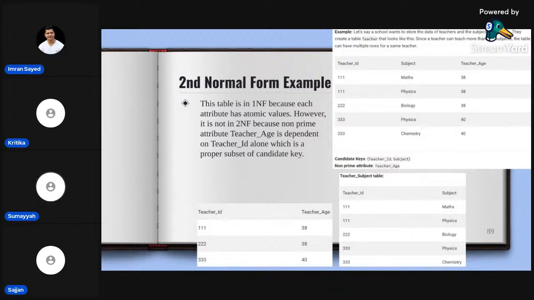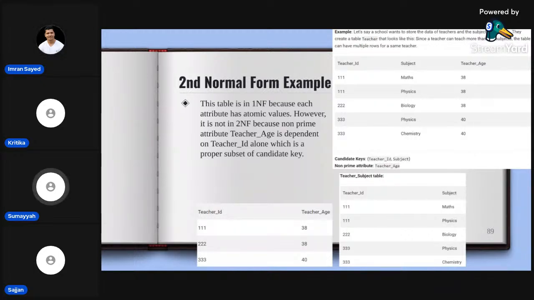We have a teacher table with teacher ID, subject, and teacher age. This table is in 1NF because each attribute has atomic values. However, it is not in 2NF because non-prime attribute teacher age is dependent on teacher ID alone, which is a proper subset of the candidate key. The candidate key is teacher ID plus subject, and teacher age is only dependent on the teacher ID, not on the full candidate key. So it's not in second normal form.